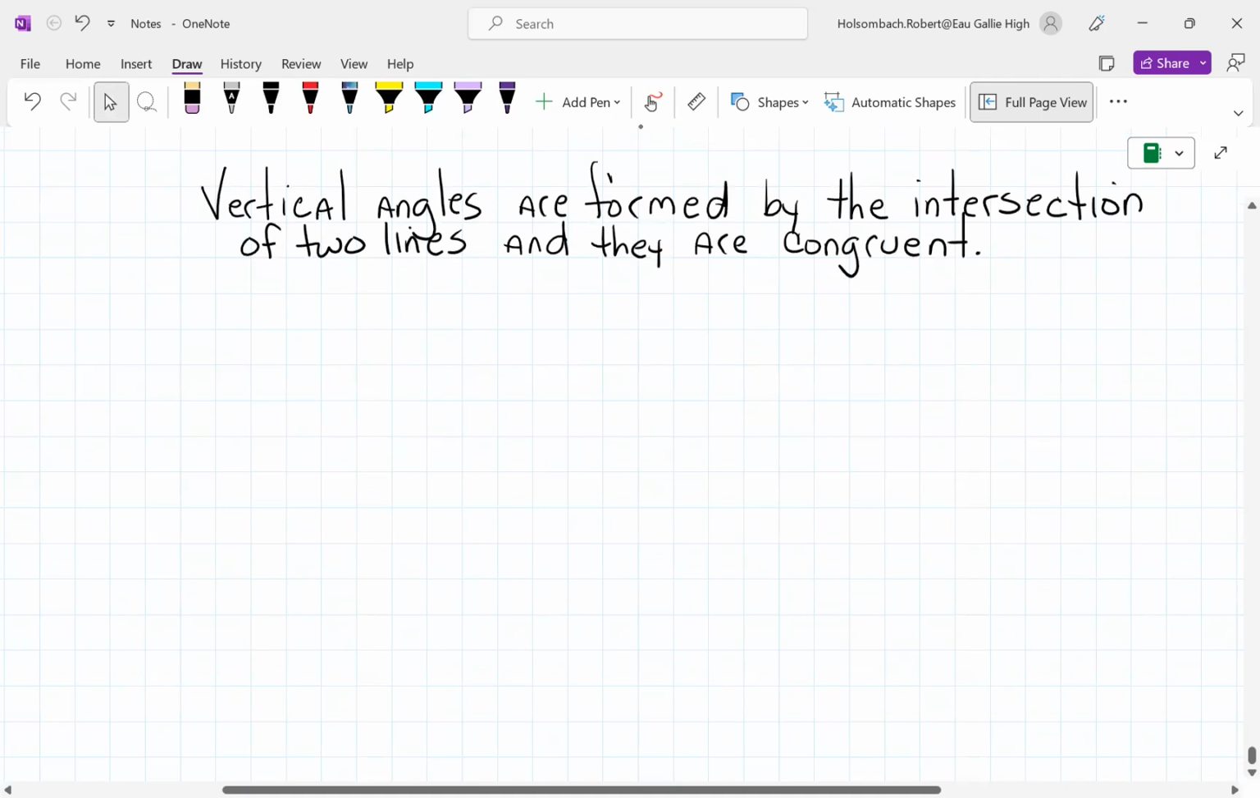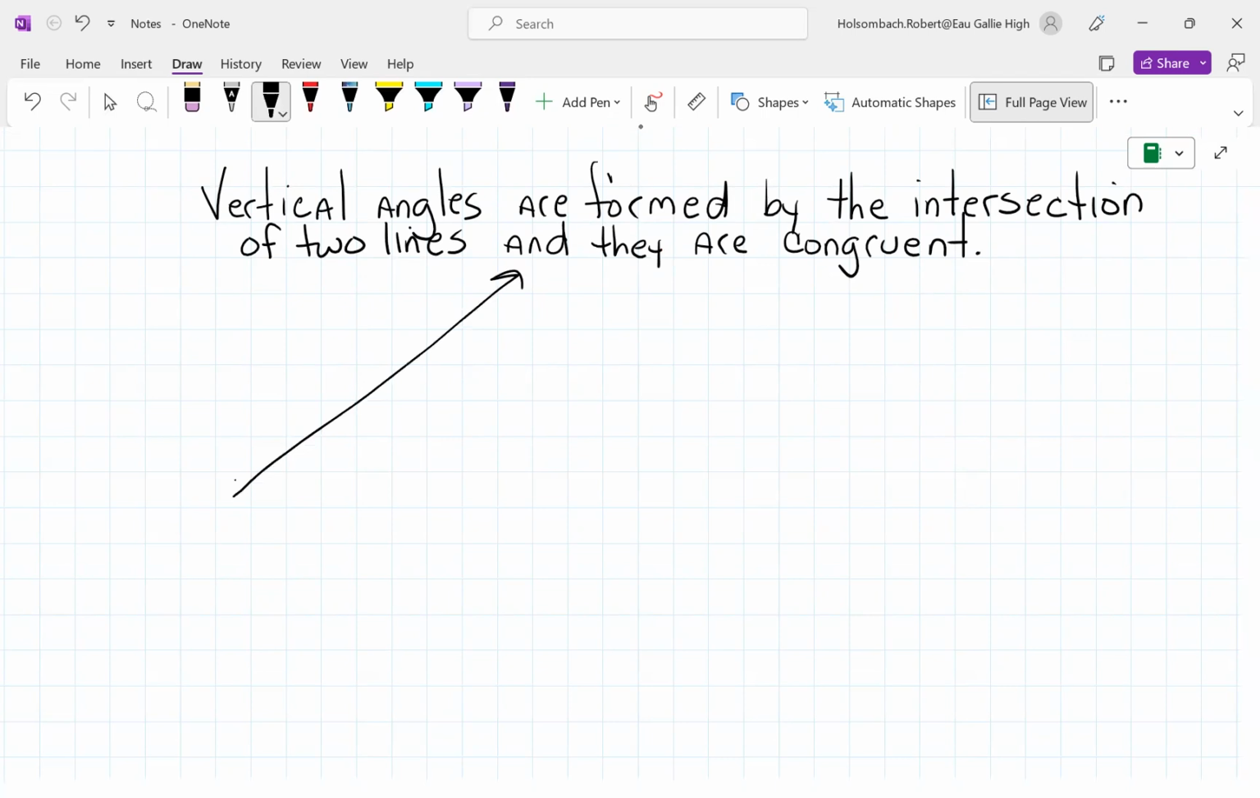So if we draw two lines on your paper and just have them intersect, whenever we intersect two lines, we create four angles. We got angle 1, 2, 3, and 4. Angle 1 and angle 3 are vertical angles.